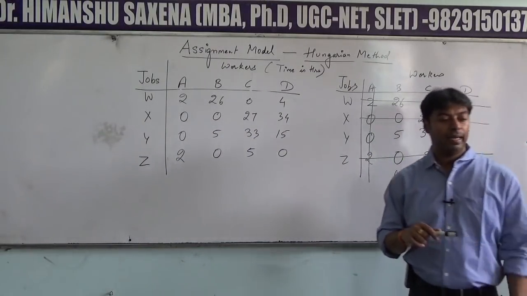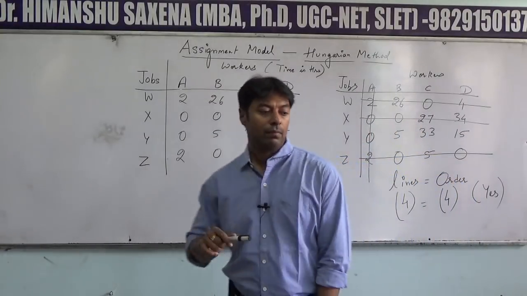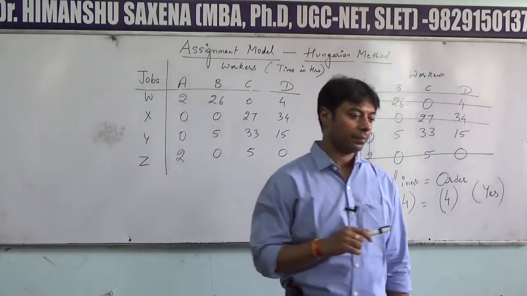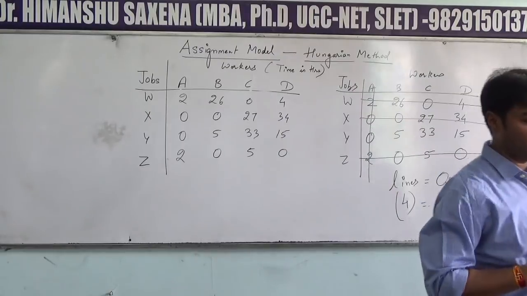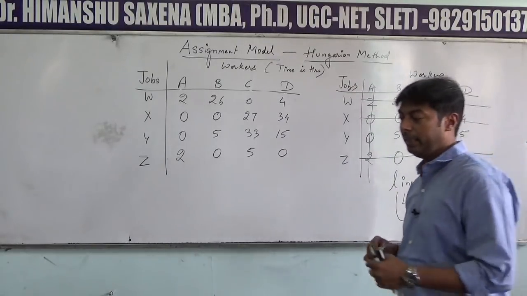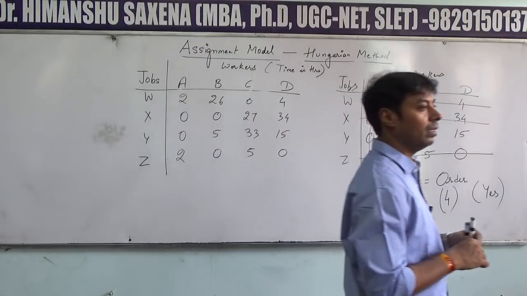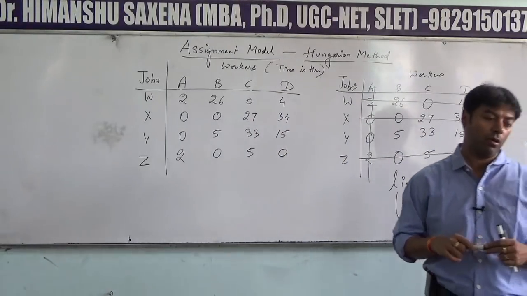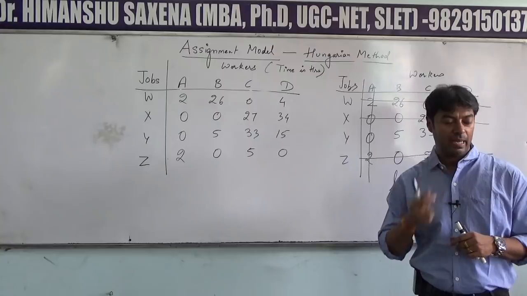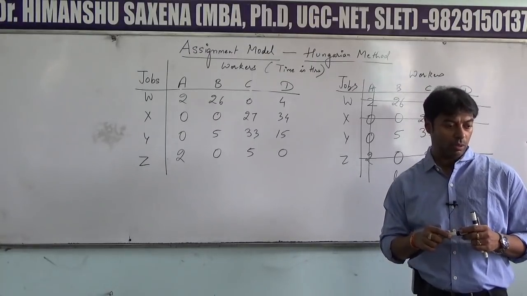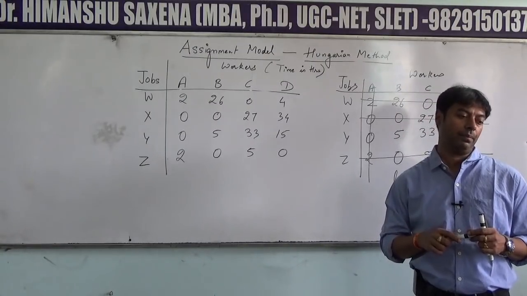Cancel out all the other adjacent zeros as existing in the respective row or column.